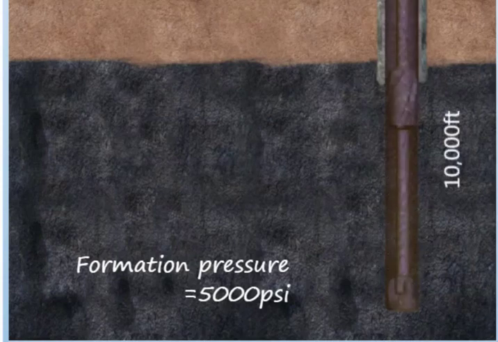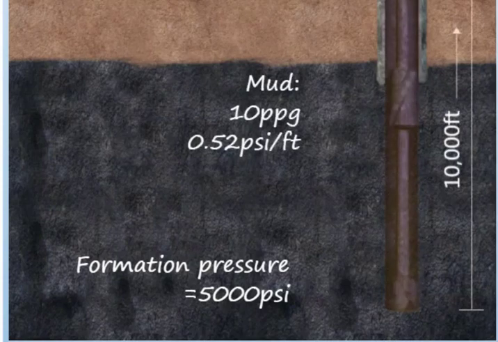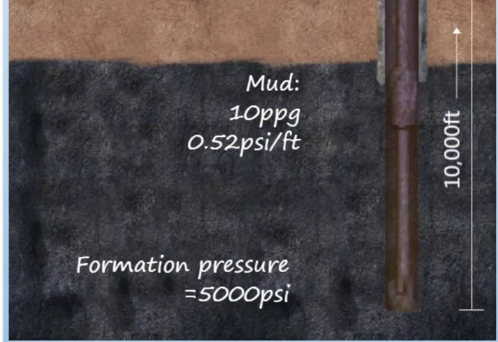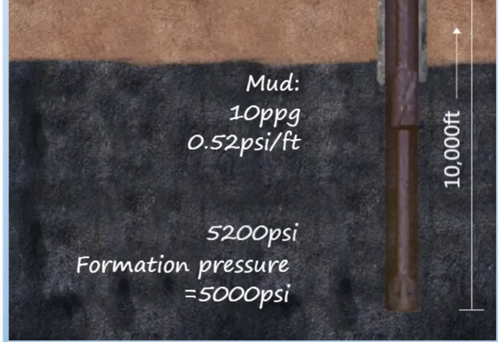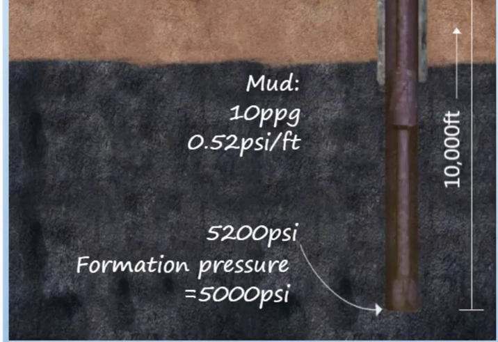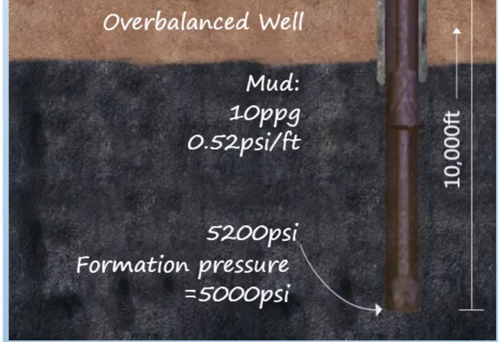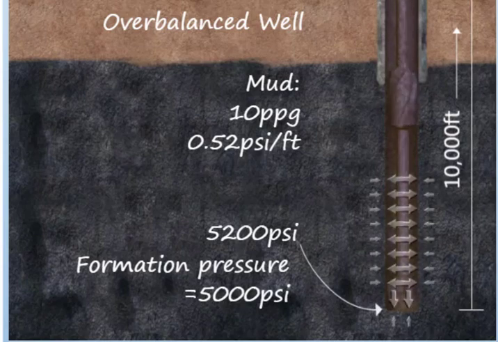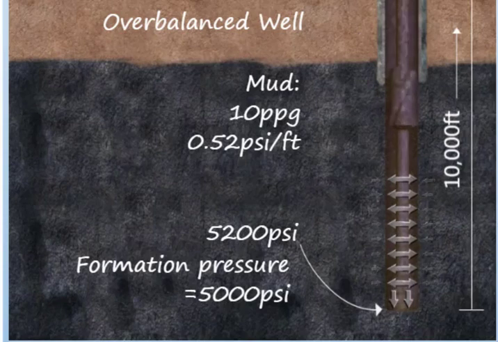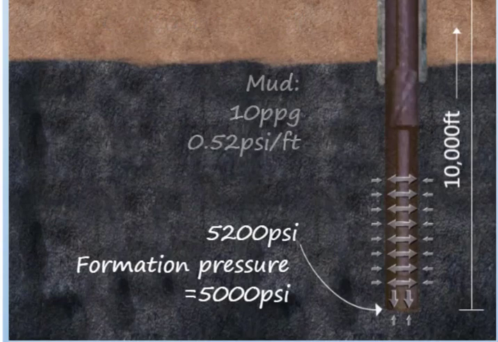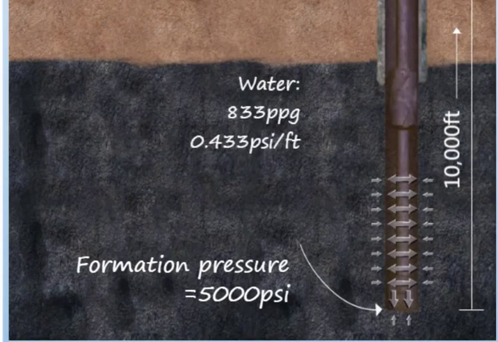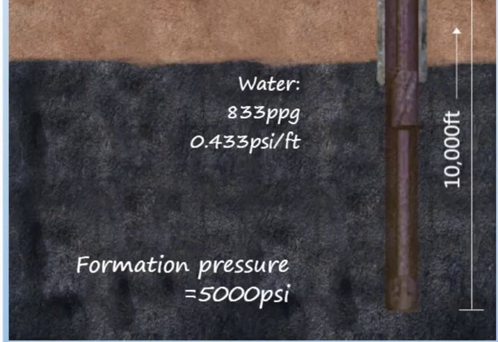If the well is 10,000 feet deep, filled with mud weighing 10 pounds per gallon, or 0.52 psi per foot, having multiplied 10 by 0.052, the bottom hole pressure would be 5,200 psi. This creates an overbalanced condition, as there is an overbalance of 200 psi. This would be enough pressure to overcome the formation pressure of 5,000 psi, and so keep the formation fluid from entering the well.